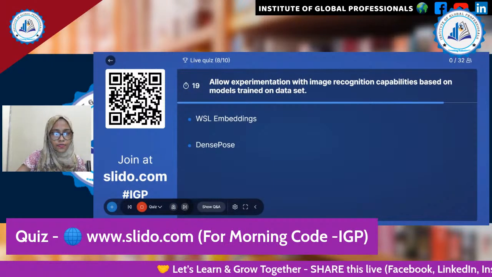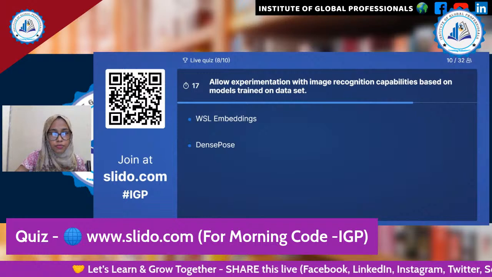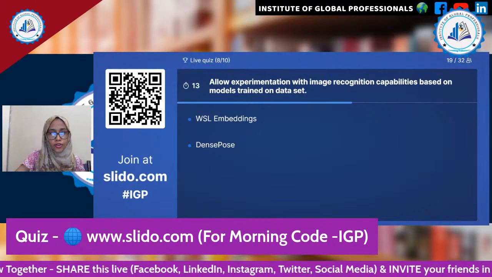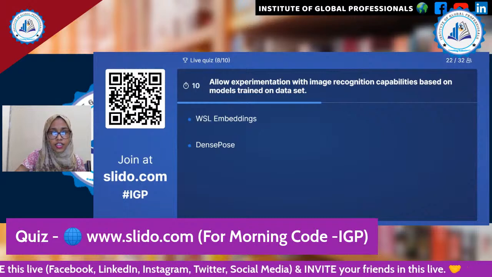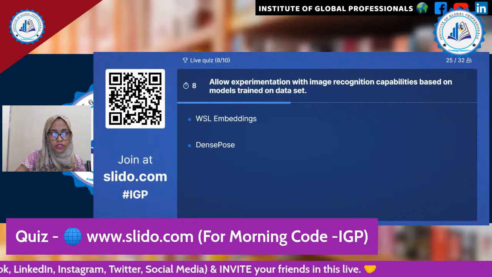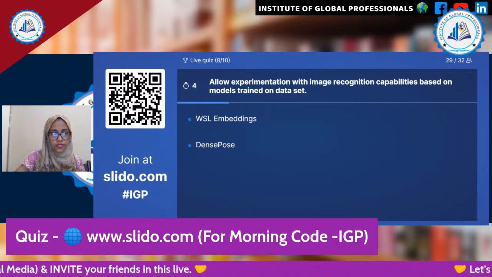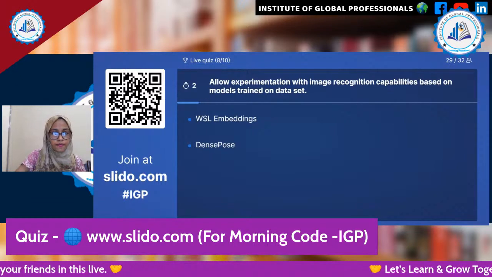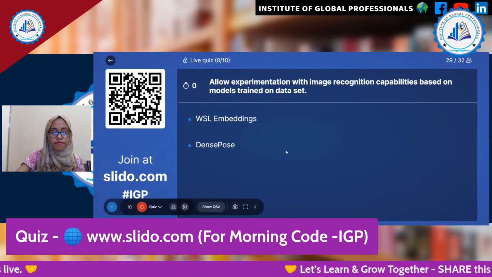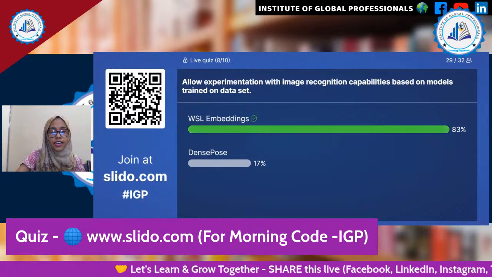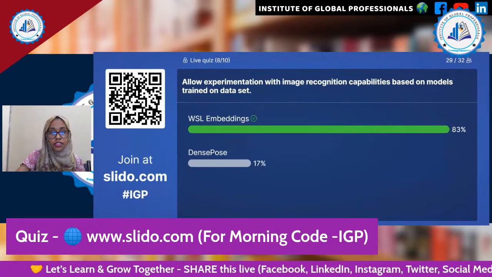Question number 9. Allow experimentation with image recognition capabilities based on models trained on a dataset. First option, WSL embedding, second option, DensePose. And the correct answer is option 1, WSL embeddings.